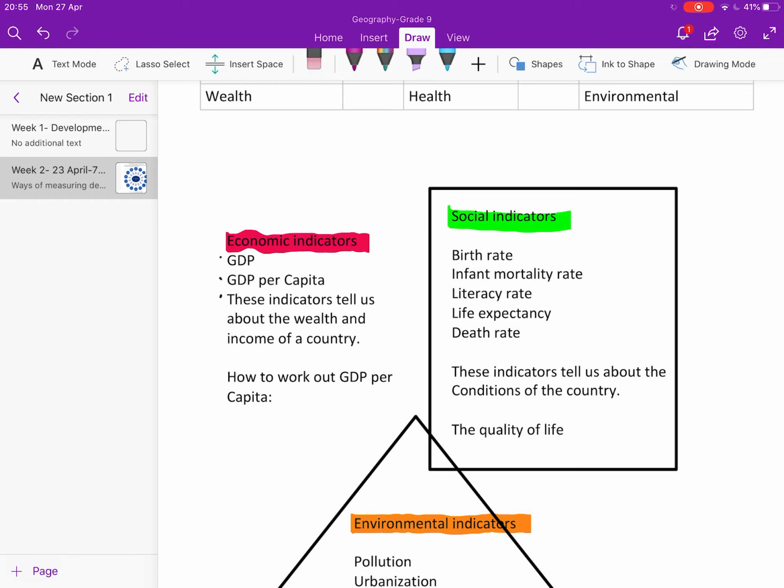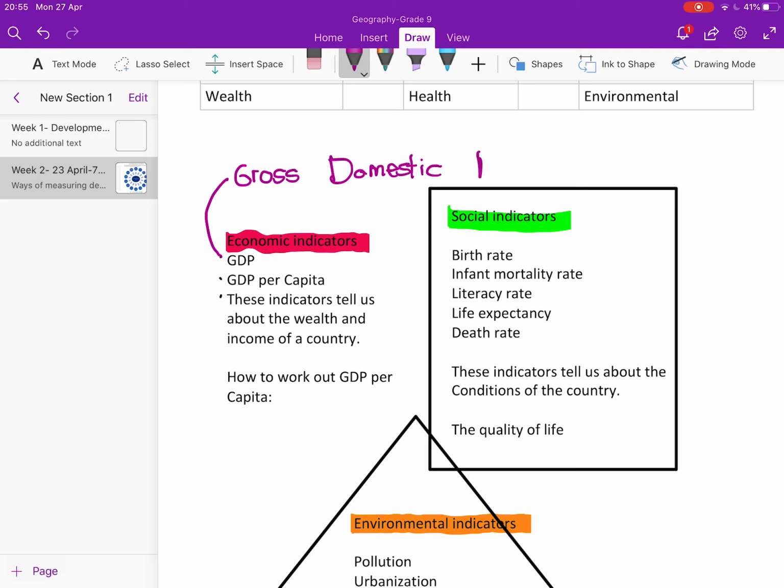We have something called the GDP. Now the GDP stands for the gross domestic product, and it is the value in goods and services produced or provided in that country in 1 year. You need to know what GDP stands for. Gross domestic product. Very important.